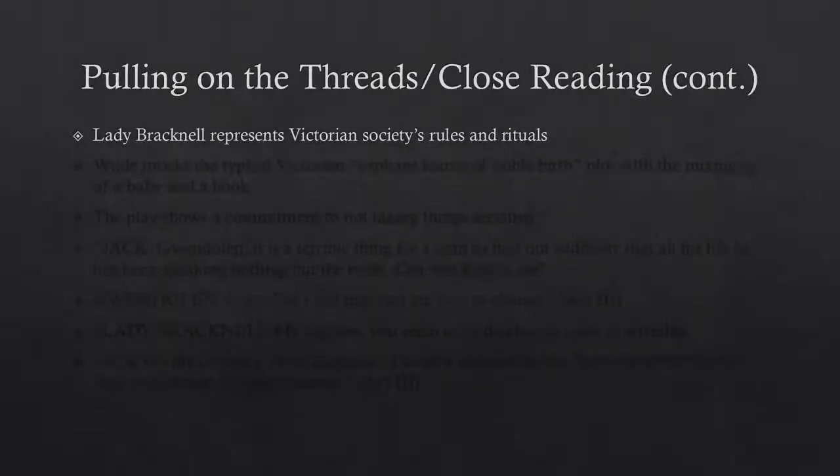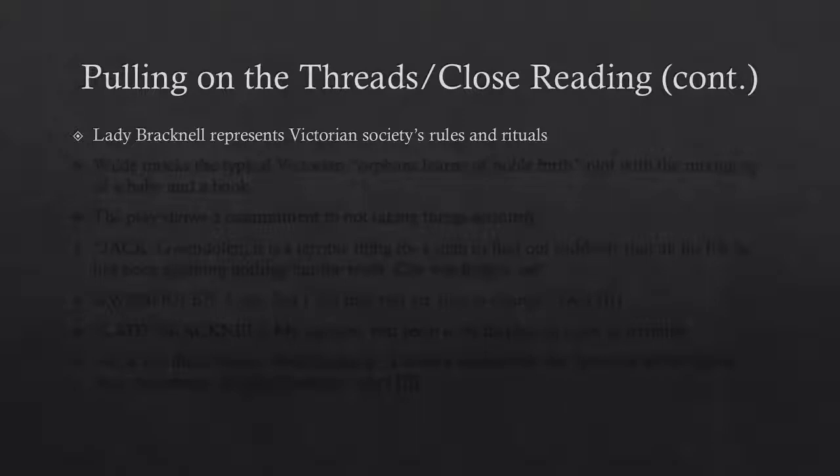Another important point is Lady Bracknell represents Victorian society's rules and rituals. So she's really kind of, you could say, almost like the villain here. And things have to work out in this completely ridiculous way they do in order to subvert her. But if there's any character in the play that represents the moral Victorian world, it's her. Everyone else is really more emblematic of the nominalist world Wilde creates and believes in.